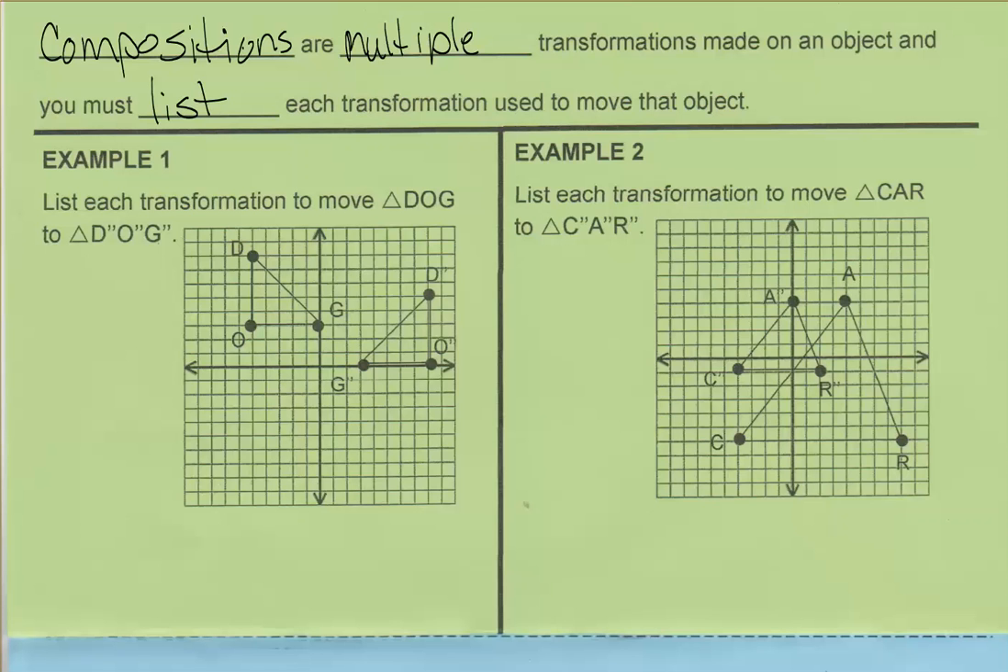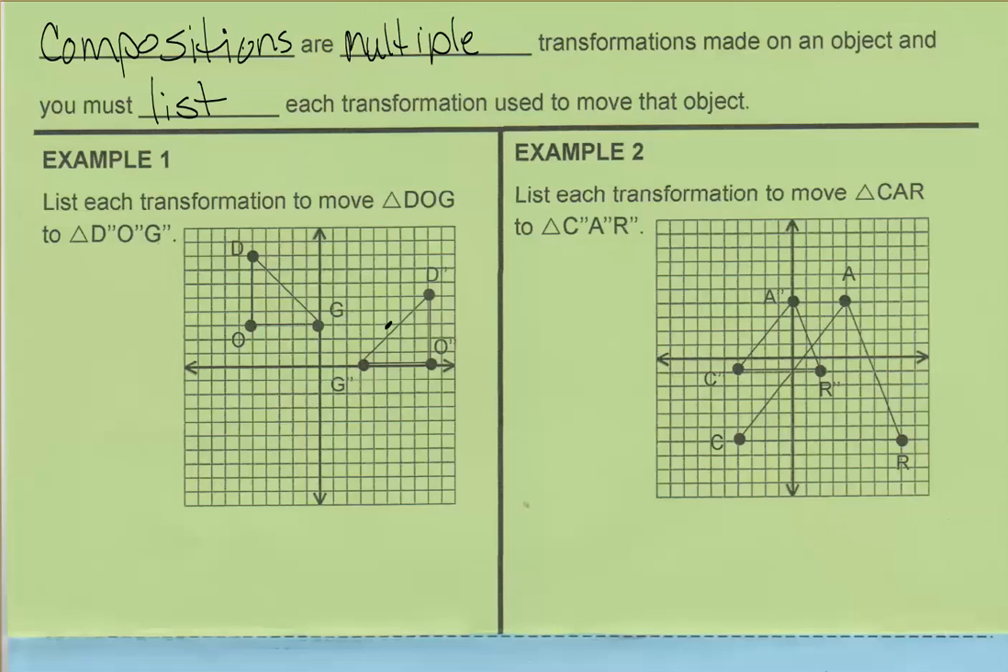These examples are actually a little more complicated than what you have in your packet, because as you see, this first one says triangle DOG, and then it says triangle D double prime, O double prime, and G double prime. And don't forget that double prime means that you have moved that twice. So it's actually only showing you one of the transformations, but there have been two made onto it. That's what double prime means. On your packet, it'll show you both of the transformations done to the original.